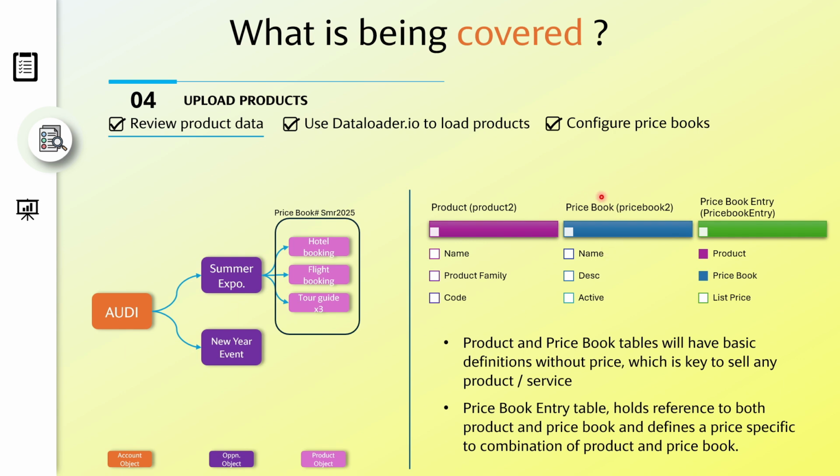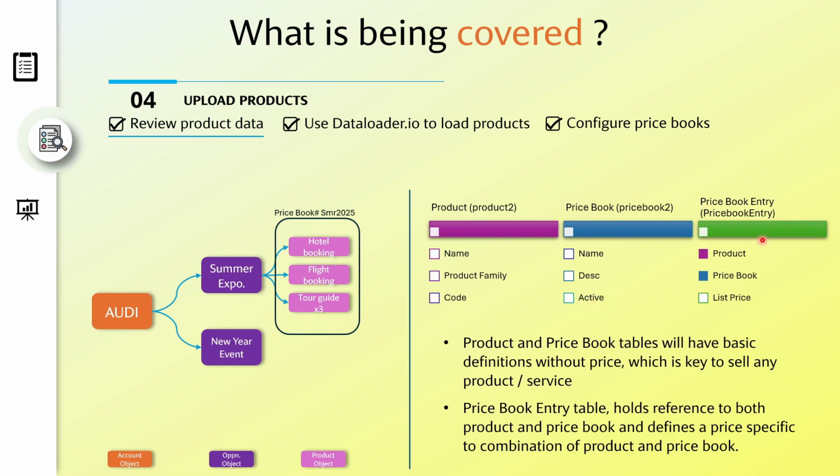So we have a mapping of a product in a price book, and a price book can have its own attributes like a name and a description. In this case, summer 2025 is the name of it, and we can have some description for this one, and we can disable this price book. If we disable this price book, none of the products can be sold. So there's a flag where it's active or inactive.